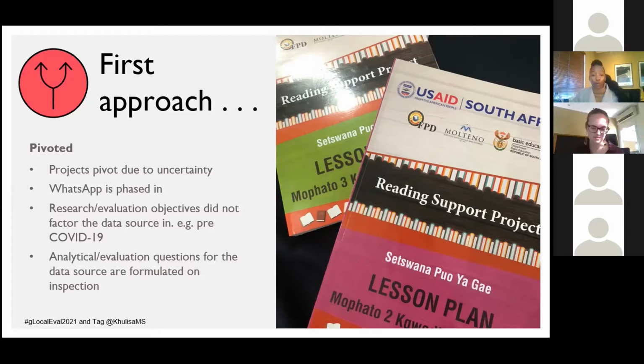And the research, your evaluation objectives, they do not factor the data source in. So you might have thought it's going to be face-to-face, it's going to be on Facebook or somewhere else, but you didn't factor that I need to use WhatsApp. And with that comes a separate set of rules that we look forward to looking into with you. Here as well, the analytical evaluation questions for the data source are formulated on inspection. So what that means is that we allow the data to guide us as to what we can possibly ask from what is here, right in front of us. And we'll get more technical around that later. So the pivot approach is the first one.